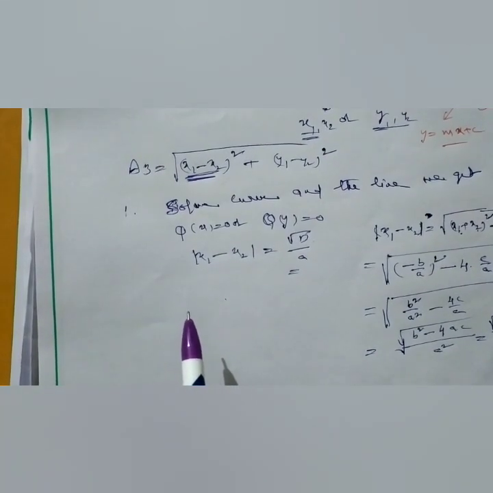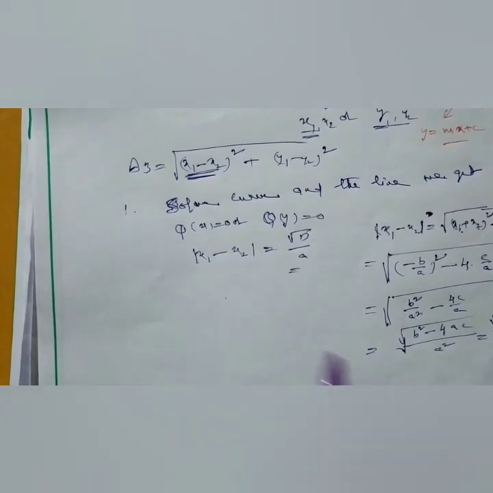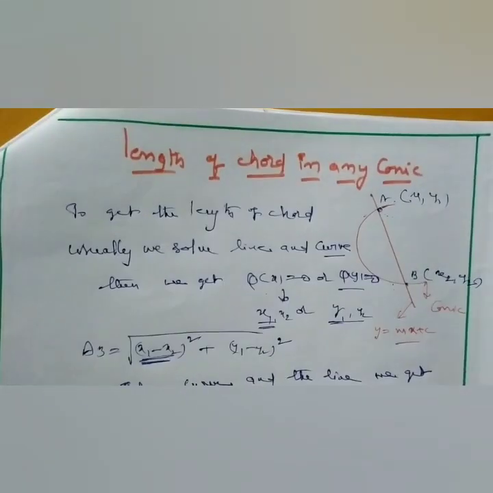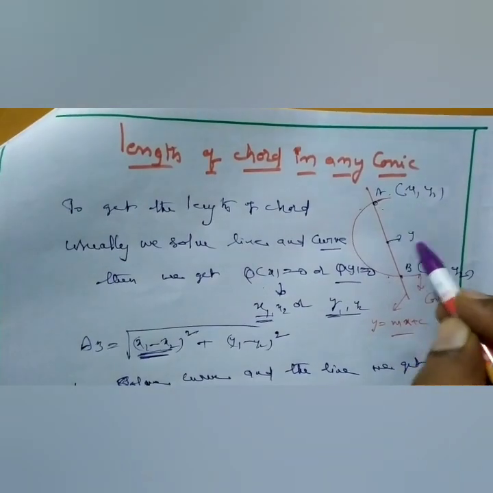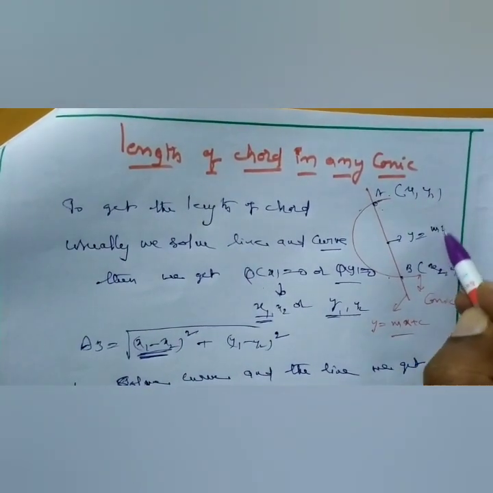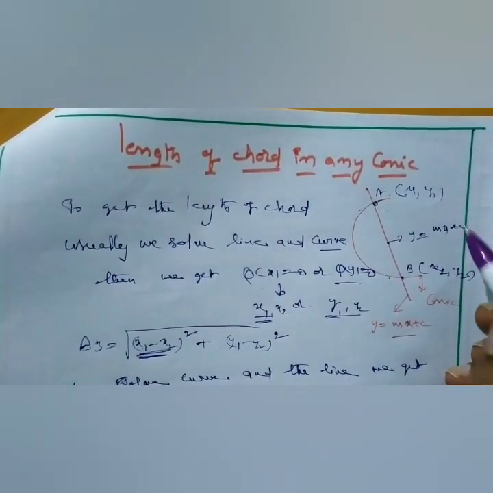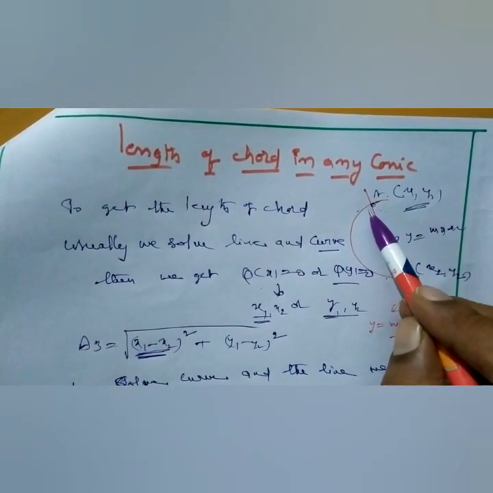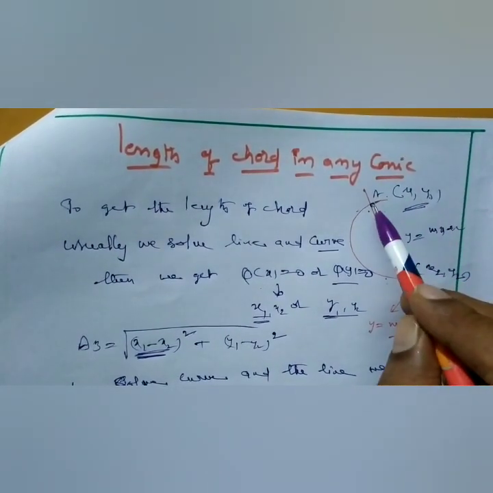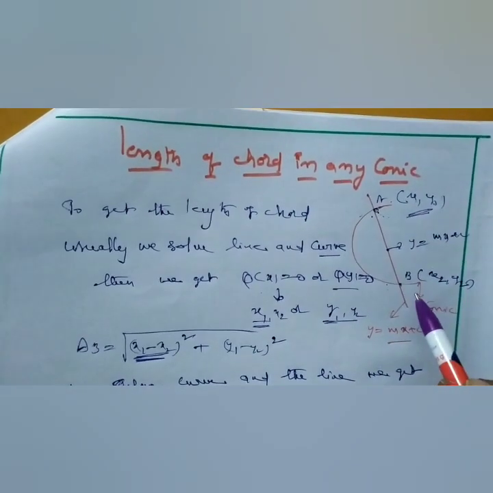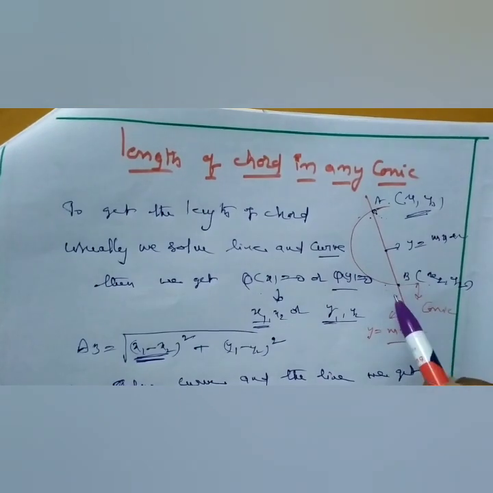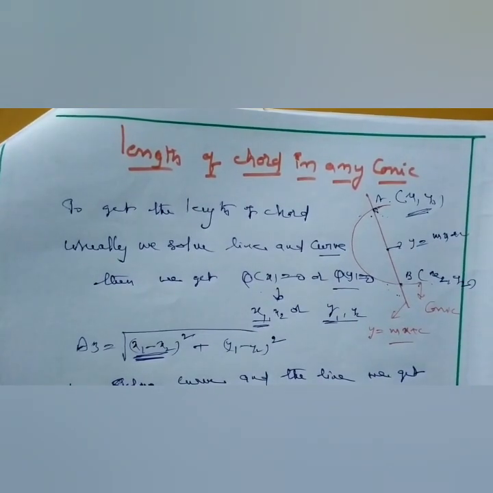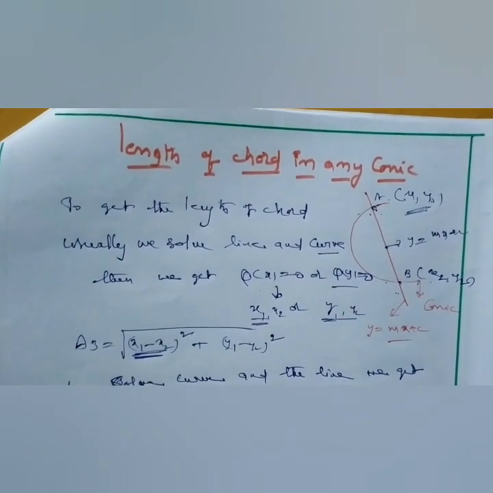And also we need y1 minus y2. If you see the figure, this is the line y = mx + c. If (x1, y1) is a point of intersection of the line and the curve, it lies on the line and on the curve also. That means (x2, y2) also lies on the curve and lies on the line also.